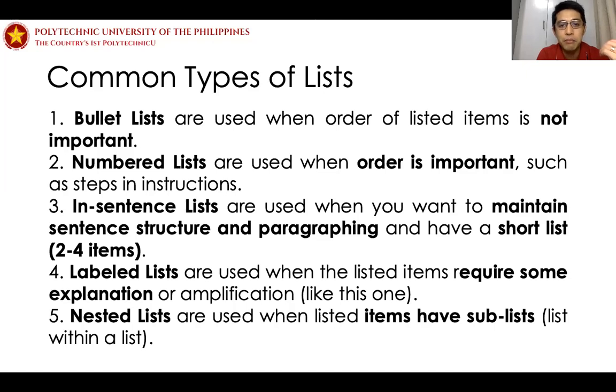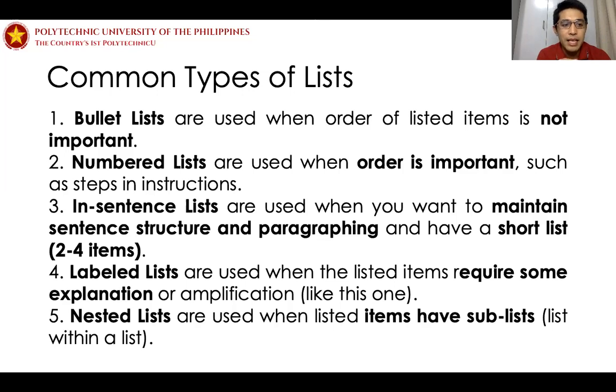Second, number lists. When we say number list, it provides a picture that the list shows a particular order, an order that is important. Let us say it is a list about steps, or a list about a particular process. Then we have to use number lists.